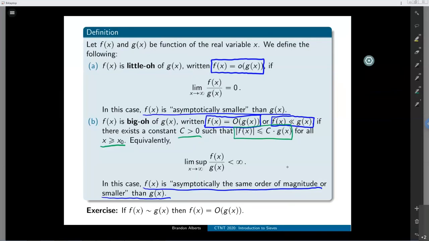And one thing you can see at the bottom of this slide, I put an exercise, which asks you to prove that if you have two functions which are asymptotic, then one of them is big O of the other. This lines up with the idea that big O is kind of like less than or equal to. If you have a function that's the same order of magnitude, then it must also be the same order of magnitude or smaller. So this is a good exercise to get your hands on this definition.